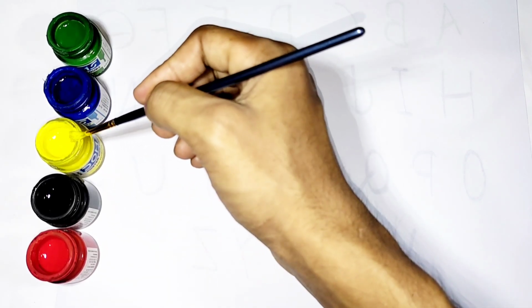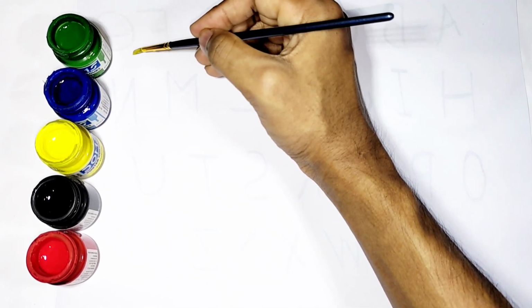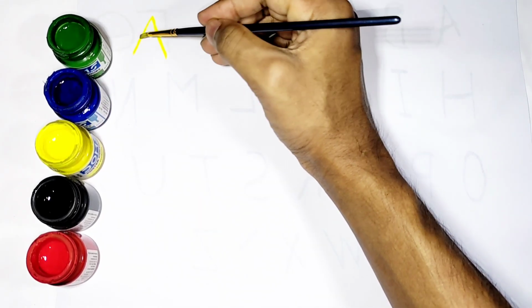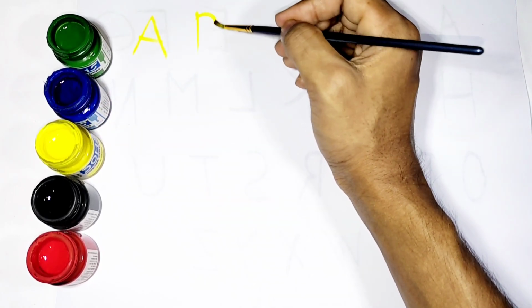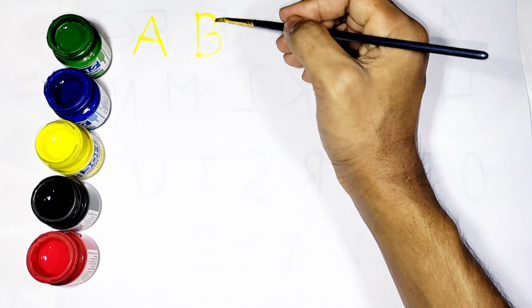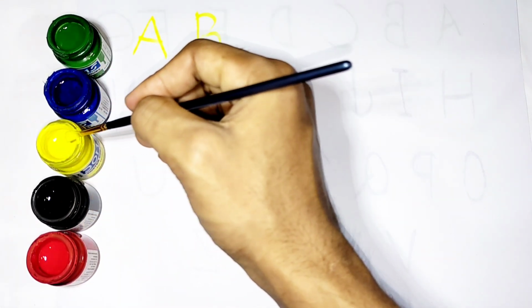First we draw the alphabet of A. A for apple, A for ant. And the next one is B. Now we draw the alphabet of B. B for ball, B for bat. The next one is C. C for cow, C for cat.